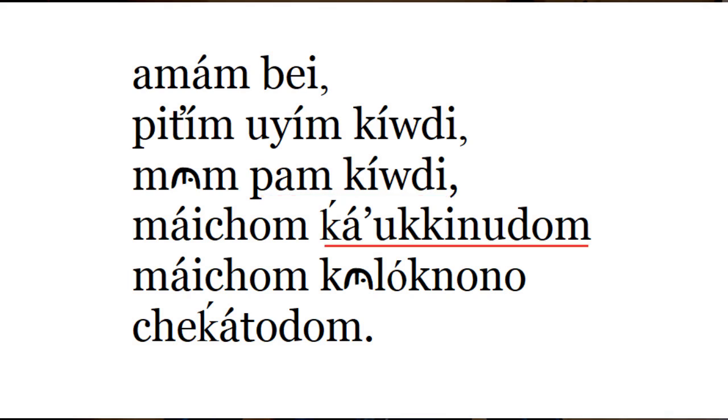Here's another new word, kaukinudom. When a Maidu word starts with ka, with that glottalized K, it usually means doing something secret or sneaky. Kaukinu means be crouched down in a sneaky way, secret way.